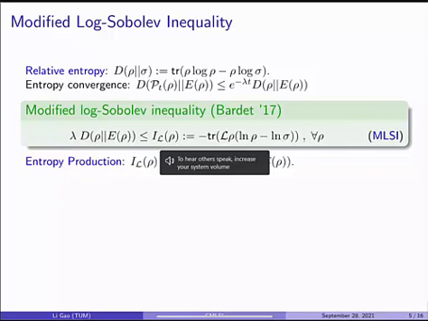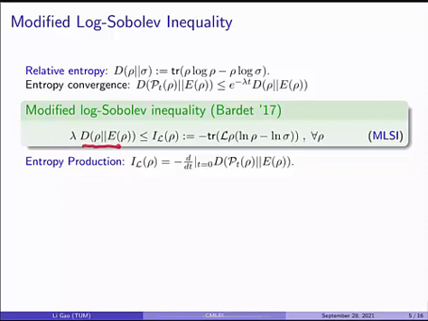Here we're introducing a form for the non-primitive case that was first considered by Bardet. It states that the parameter lambda times the relative entropy from rho to its conditional expectation is controlled by this entropy production term, which is defined to be the negative trace of the generator acting on rho times log rho minus log sigma, for all initial states rho. And here, this entropy production quantity is exactly the negative derivative of the relative entropy with respect to time.